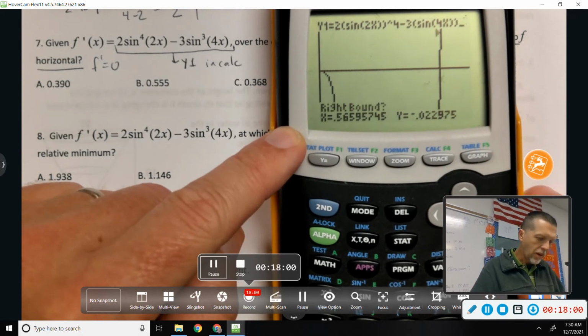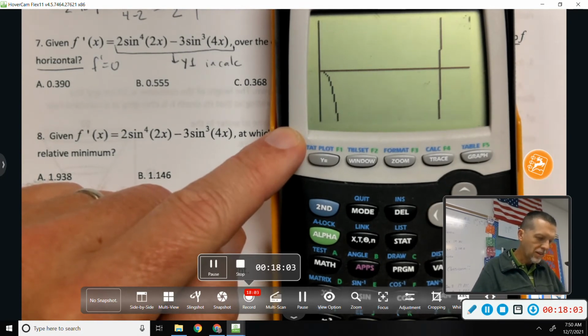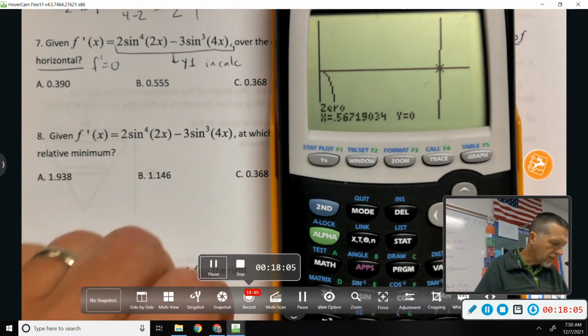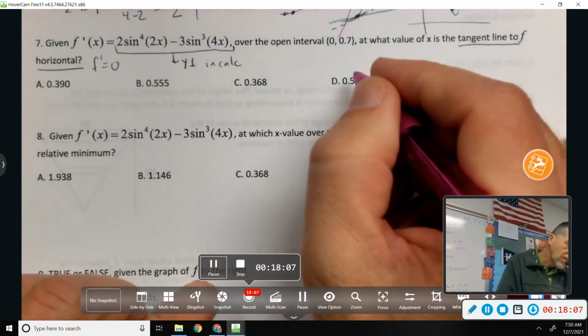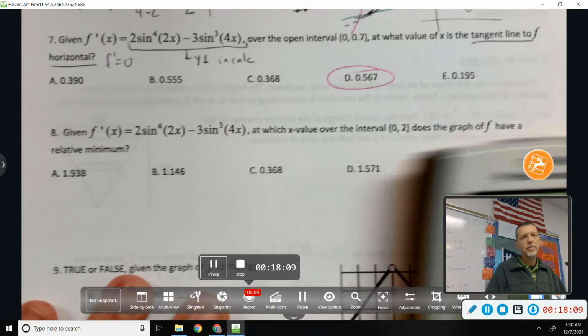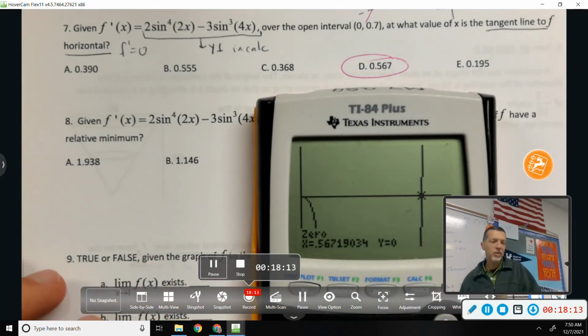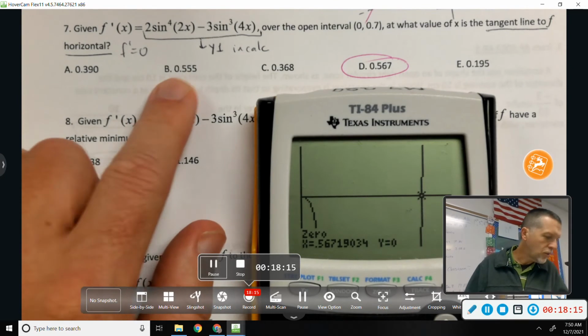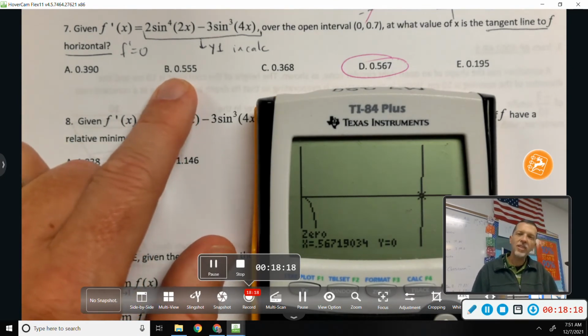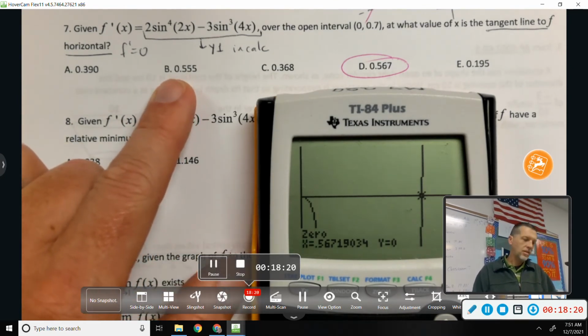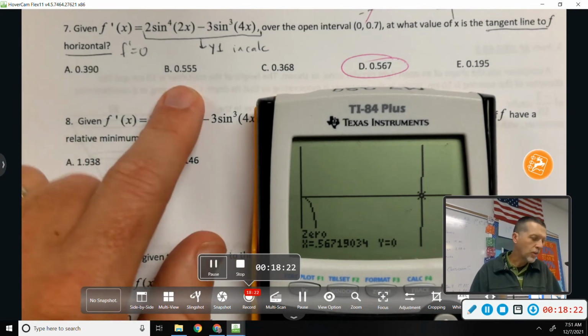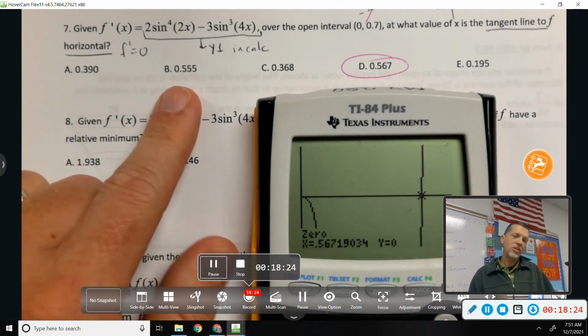Left bound, right bound, guess. 0.567. And there it is. That's also the importance of using calc 0 rather than trace, because with trace you might have ended up at 0.55 and thought that was closer. There's nothing wrong with trace, but it doesn't tell you where 0 is. It kind of gets you close.